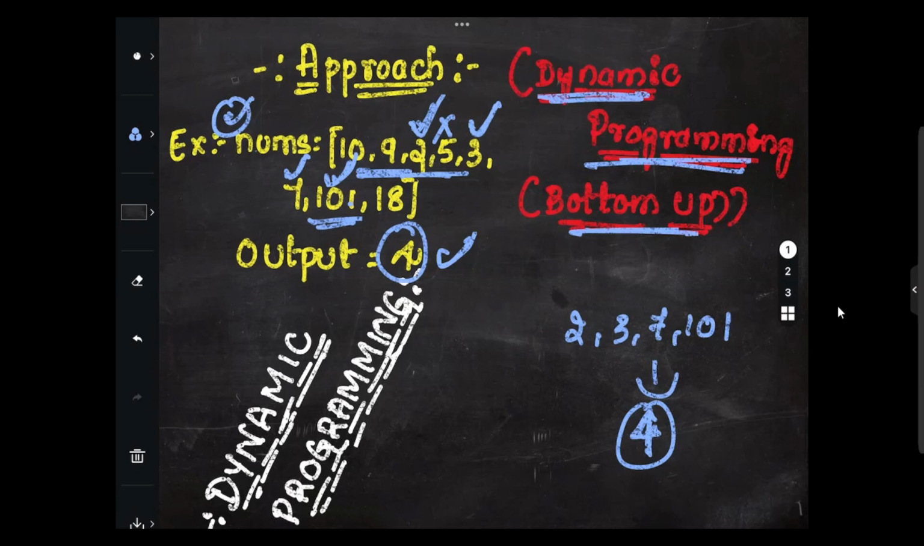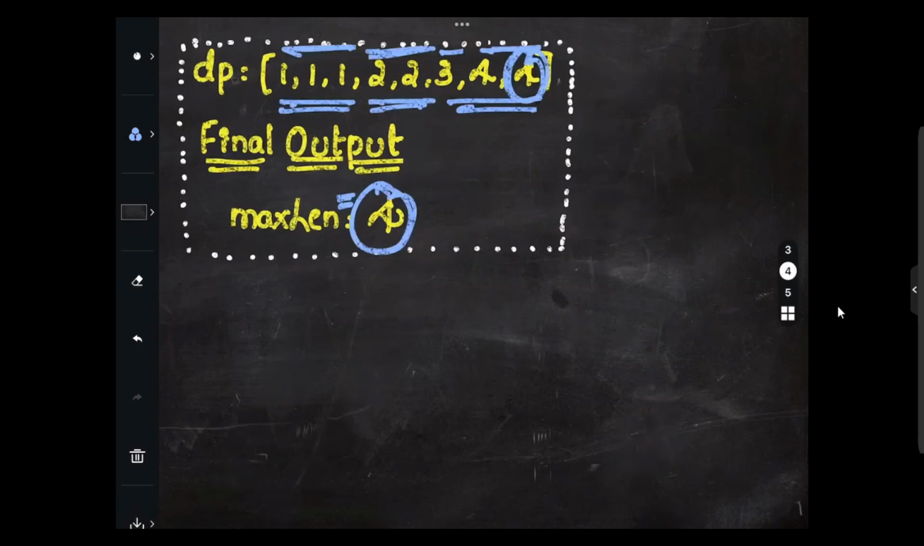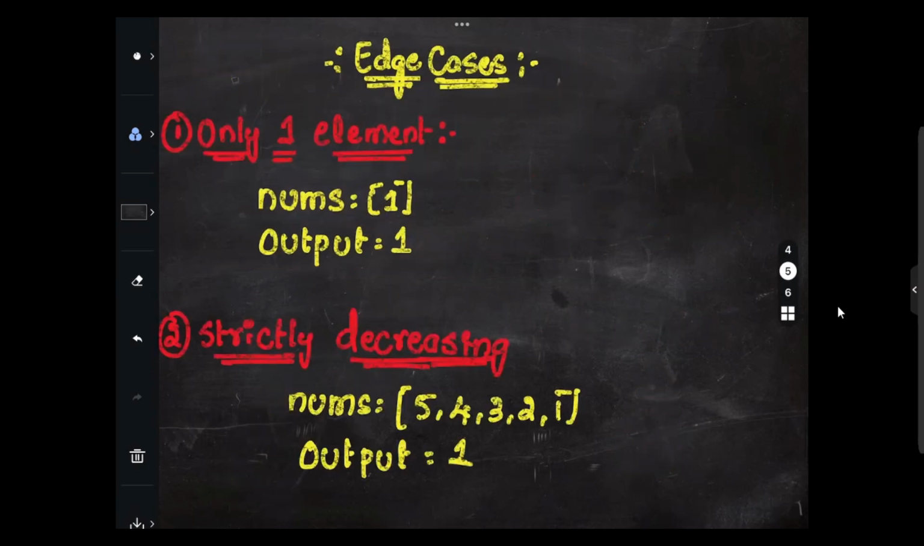As we are completely familiar with the approach, let's discuss the edge cases one by one very quickly, right? So the first edge case is for only one element. We have only one element in this case. So every single element is trivially a longest increasing subsequence of length 1. So the output will be 1 in this case, right? So this is the condition.